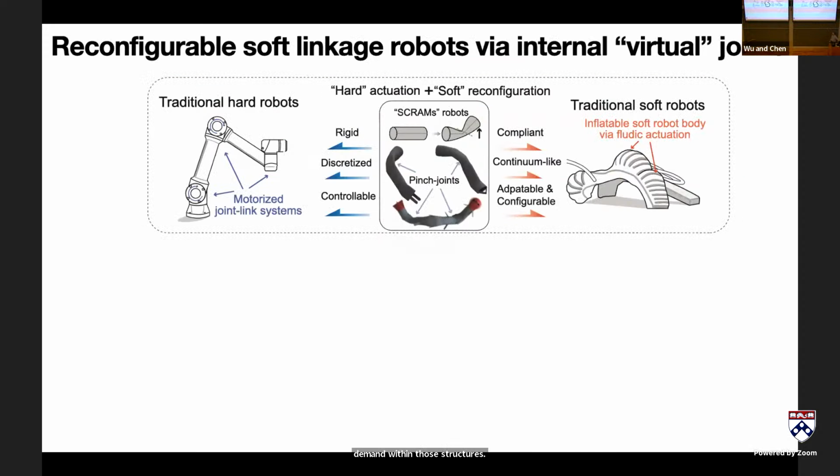And so I want to talk about how we can think about using these kinds of tubular structures to make reconfigurable soft linkage robots, and using virtual internal joints to change the kinematics of that tubular structure, so that we can think of these as hybrid soft rigid robots. They have the softness because they're inherently made out of soft materials, but they'll have the rigidity, or the kinematics, associated with more traditional linkage-based robots.